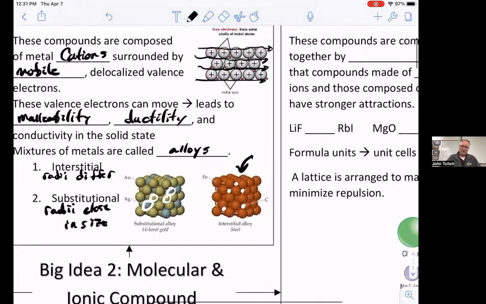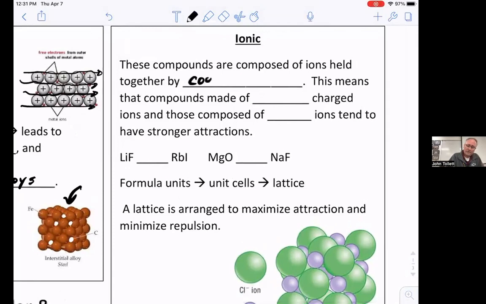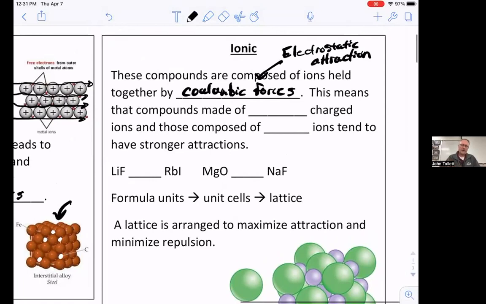If I move over here, we'll look at ionic compounds, and we'll go back to our drawings here. These compounds are composed of ions that are held together by strong Coulombic forces. It's really an electrostatic attraction between them. I should put that in there too. This is really termed an electrostatic attraction, for a positive and a negative attracted to one another.